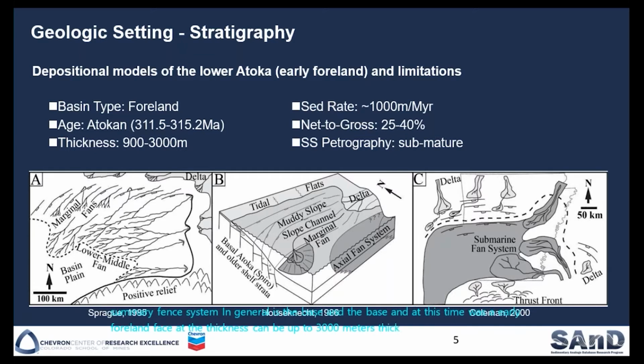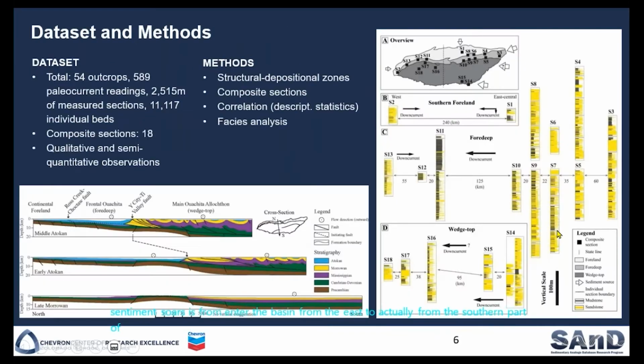The sedimentation rate is pretty high, on average 1,000 meters per million years, with net-to-gross of 25 to 40%. The sandstones are very fine to fine-grained, submature. One other thing is, from the representative models, we can see that the main sediment source entered the basin from the east, actually from the southern part of the Appalachians.